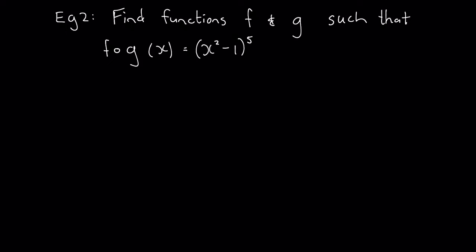So the first thing is I'm going to rewrite the left-hand side. That means that f of g of x is equal to x squared minus 1 to the power of 5.